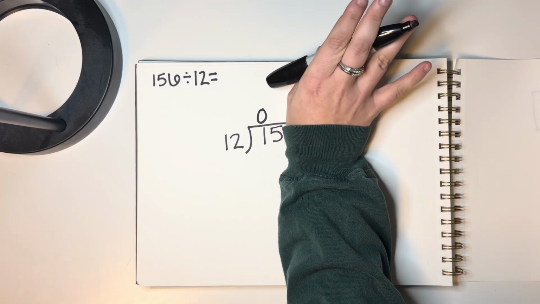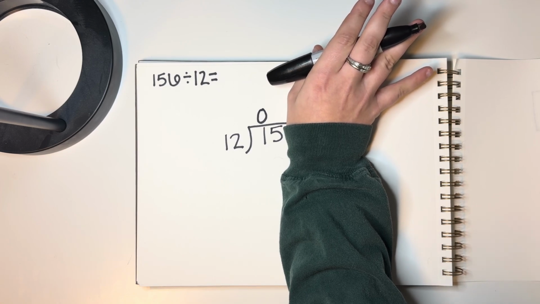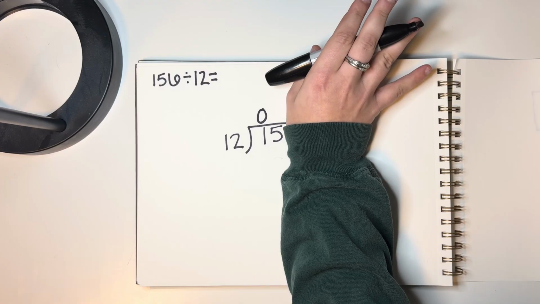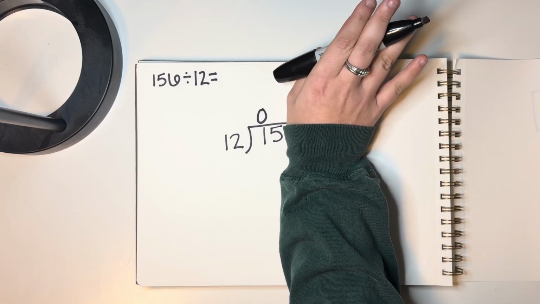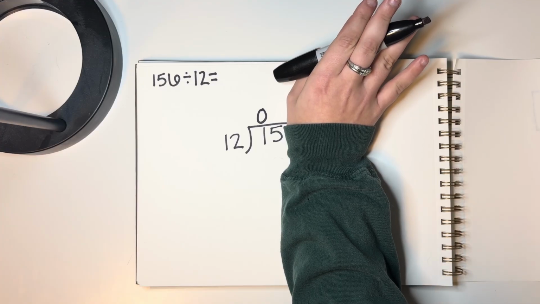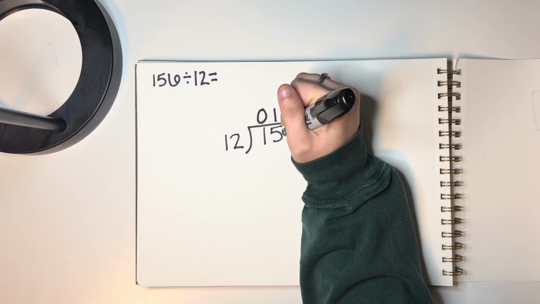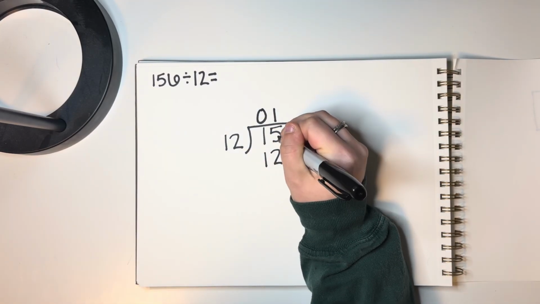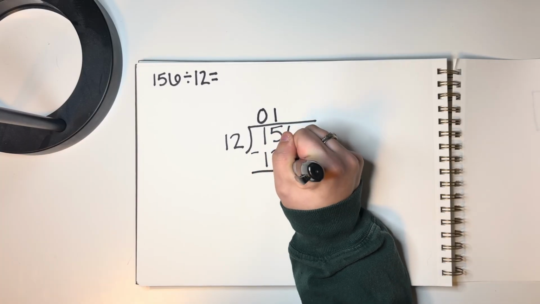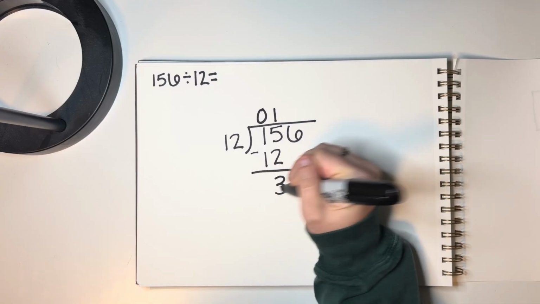Now I'm asking myself, does 12 fit inside the number 15? And the answer is yes, 12 can fit inside the number 15. But the number that I put up here is how many times can 12 fit inside of 15? And the answer to that is just once. 12 only fits inside of 15 one time. And I'm going to put 12 below this 15 and subtract it. 15 minus 12 is 3, okay?